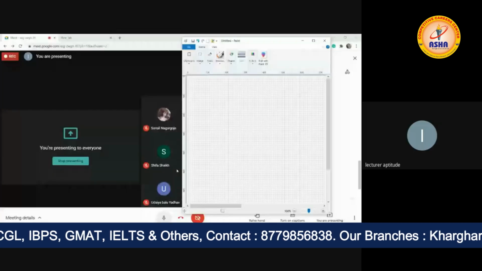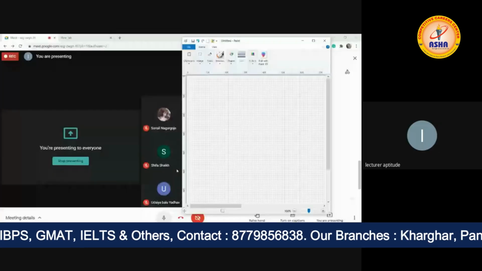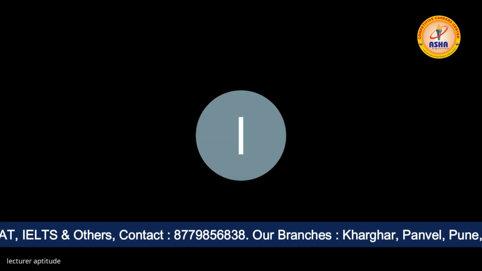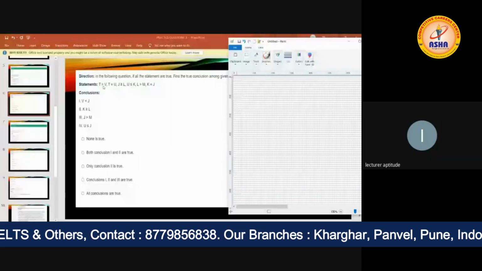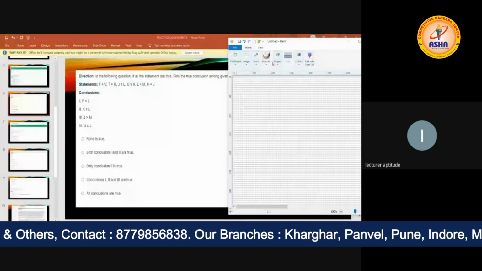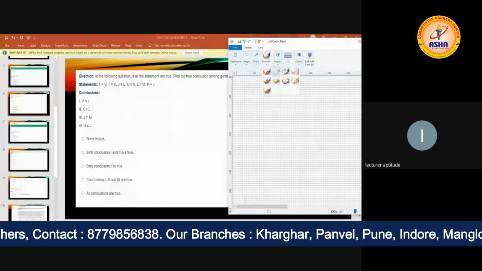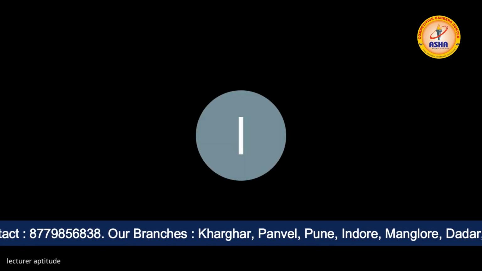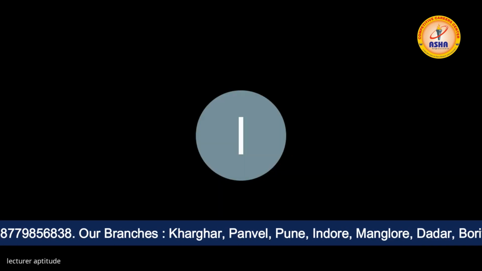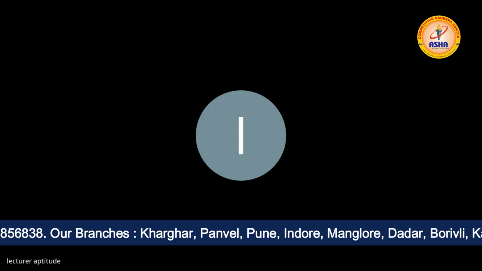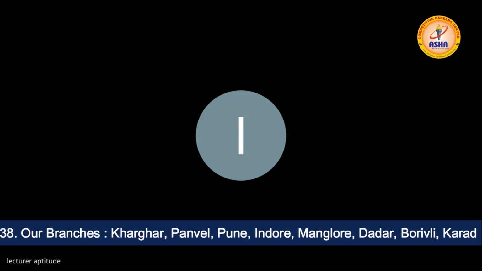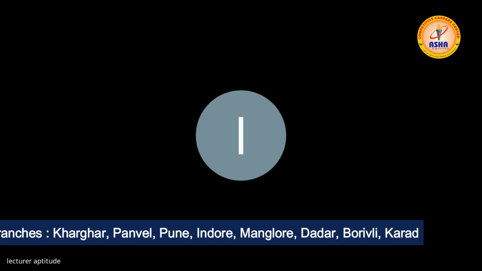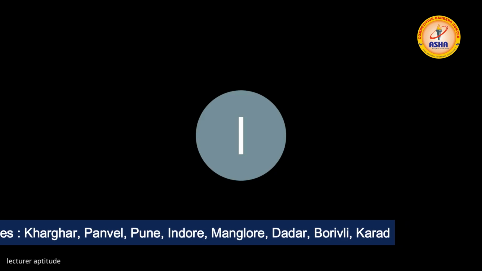So the next question is, yes, this one. In the following question, the statements are: T is greater than B. T is equal to U. J is greater than or equal to L. U is less than or equal to K. L is greater than M. It's a large question. K is equal to J.